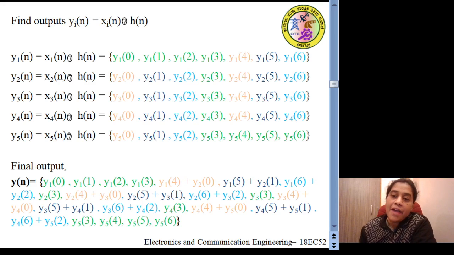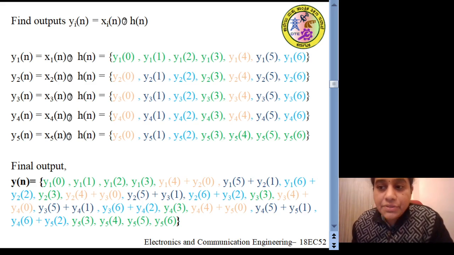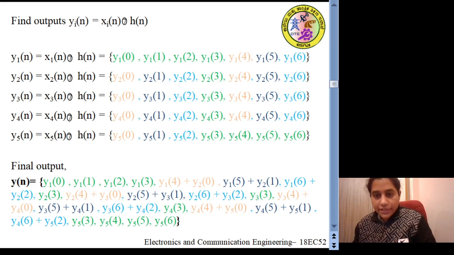Observe here we have some of the samples in green color, some of the samples in saffron color, some of the samples in blue color and some in cyan color. So let us check why we have these many colored samples. Just observe here, y1 of n is equal to x1 of n, 7 point circularly convolved with h of n to obtain y1 of 0, y1 of 1, y1 of 2, y1 of 3, 4, 5 and 6. So there are 7 samples.